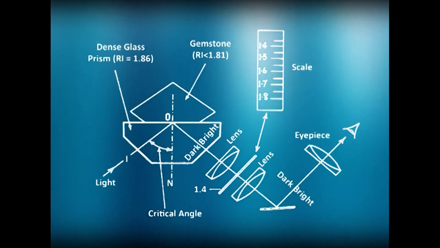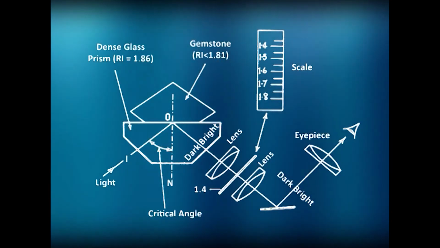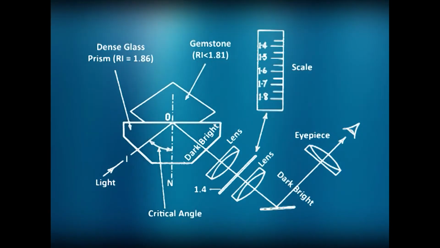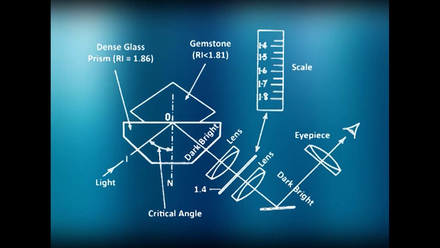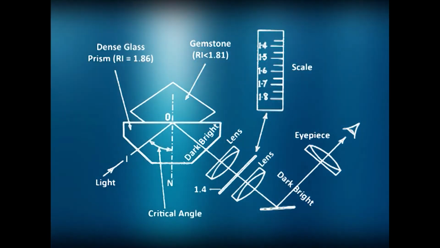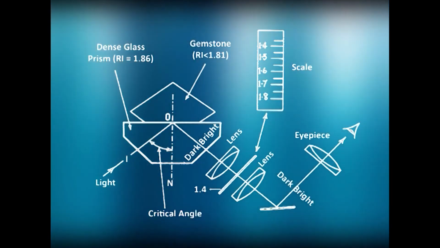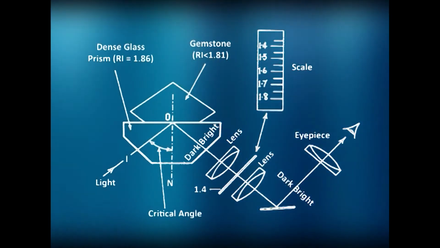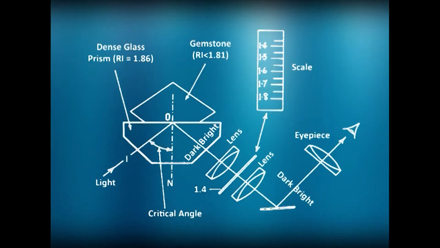The basic construction of the critical angle refractometer is shown in the figure. Here, the light rays arriving at the interface between the mineral and the glass prism, having an angle of incidence less than the critical angle, are not reflected into the lens system. However, those rays having an angle of incidence greater than the critical angle are reflected into the lenses and illuminate a scale graduated in RI values.